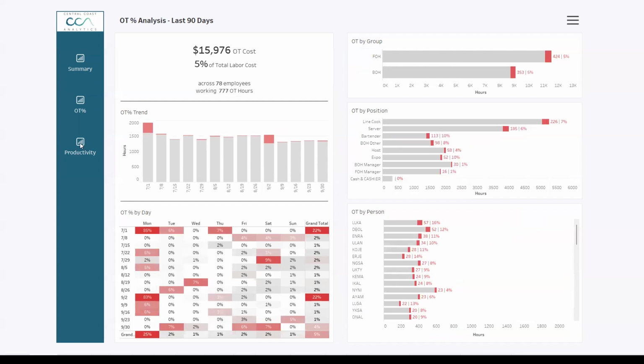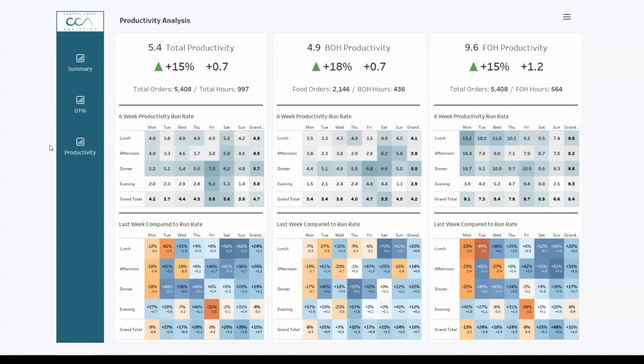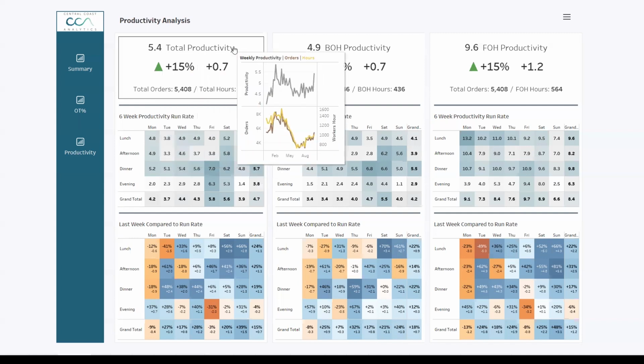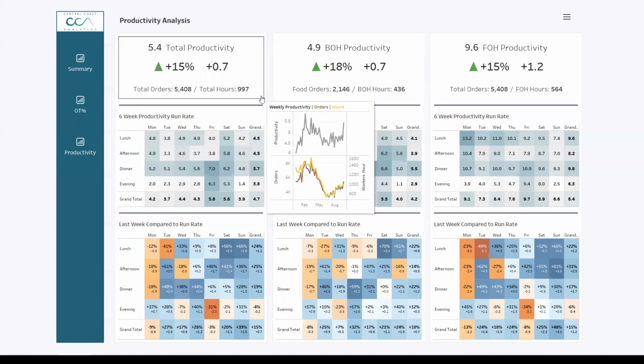Okay, let's look at a little bit deeper level of productivity. So we just clicked on this new dashboard. Now what we're doing when we're looking at productivity, this is your total number of orders that you sold compared to the total number of hours you're working. We're going to show that in total up here. As you can see, as I hover over it, we can also see some trending information.